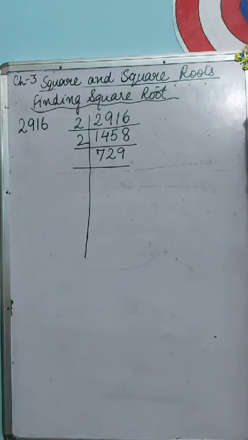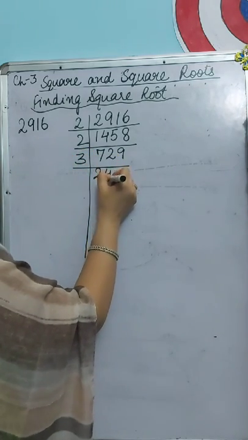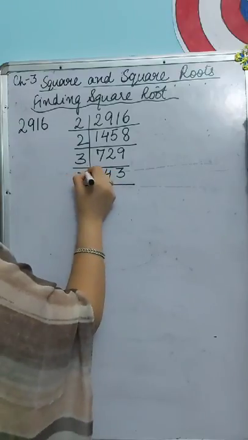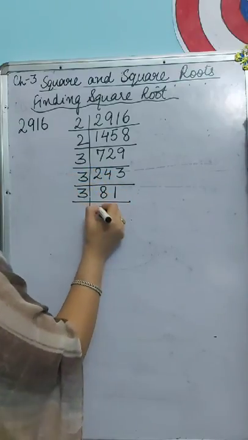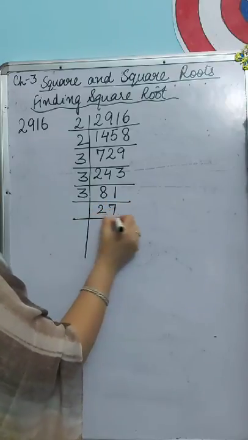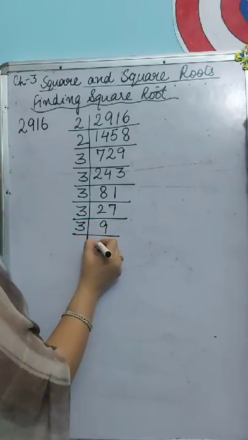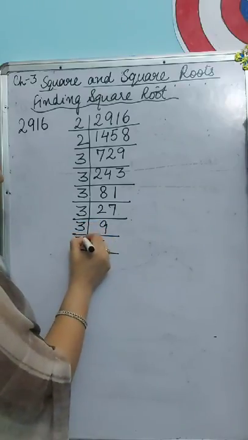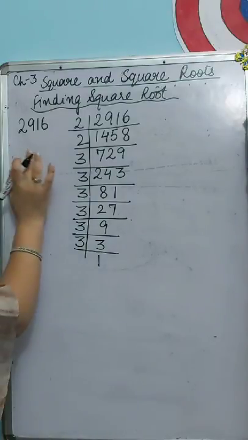Now the prime factor will be 3. 3 twos are 6, 3 fours are 12, 3 threes are 9. Again 3. 3 eights are 24, 3 ones are 3. Again 3. 3 twos are 6, 3 sevens are 21. Again 3. 3 nines are 27. Again 3. 3 threes are 9, and lastly 3 ones are 3. We have done the prime factorization. This is our first step.